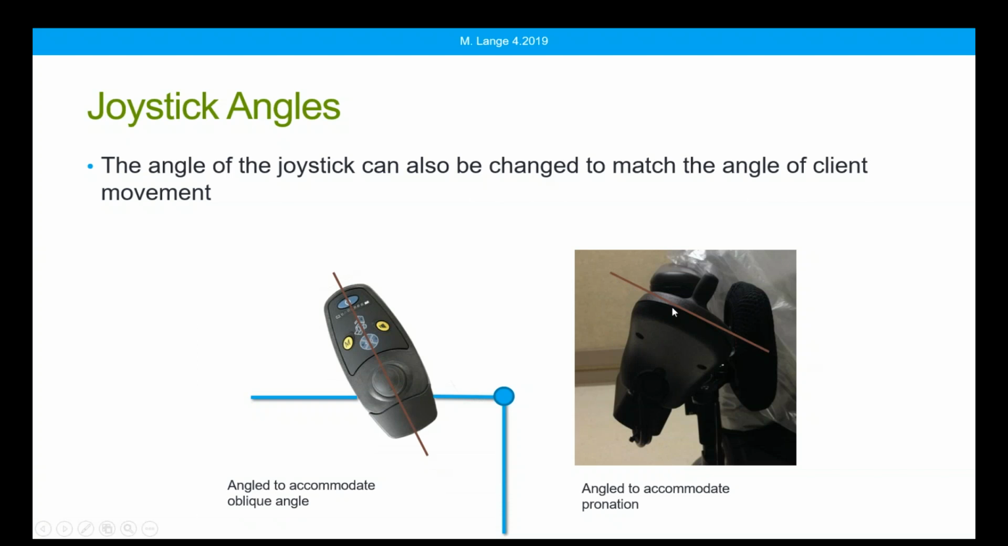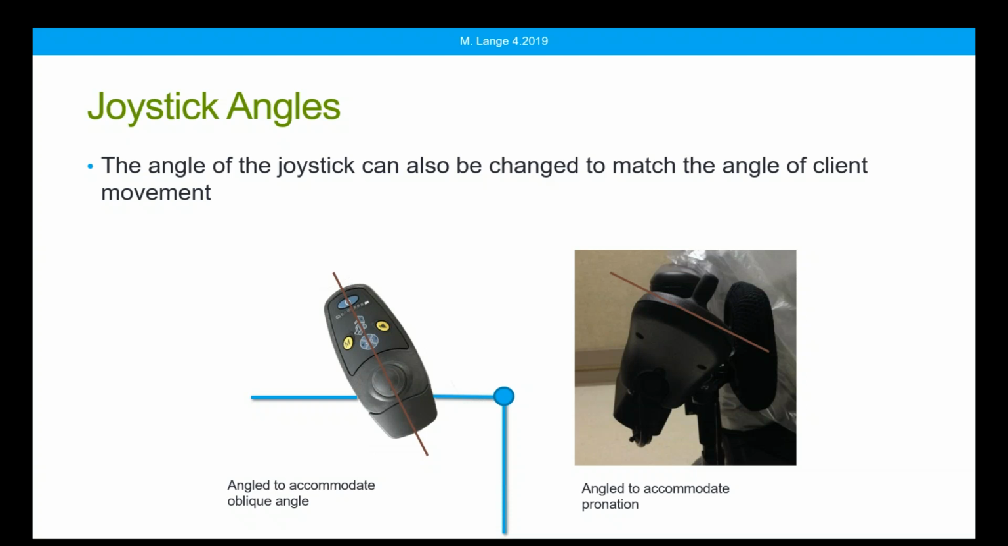Over to the right, you can see we can also angle the joystick box itself in a different plane, and this can accommodate pronation. Some people, as they are pushing towards that joystick, tend to rotate their forearm, thumb down towards the floor, pronation, and this can help accommodate that as well.